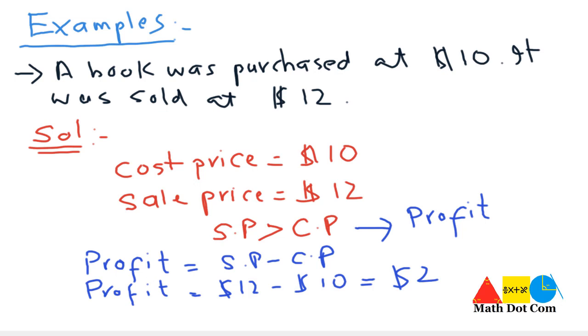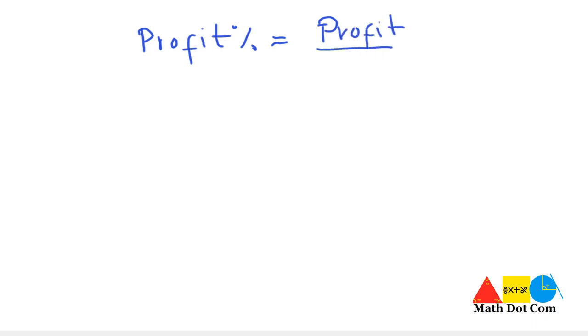So now this was a profit. Now how can we calculate the profit percent? Let's calculate the profit percent. Profit percent equals profit over cost price into 100%.